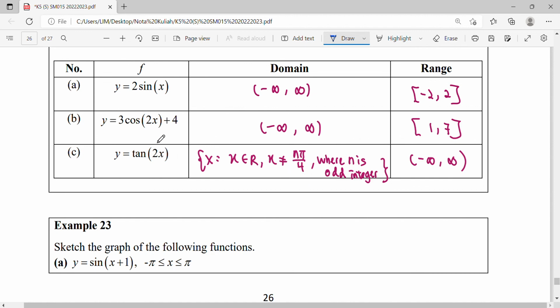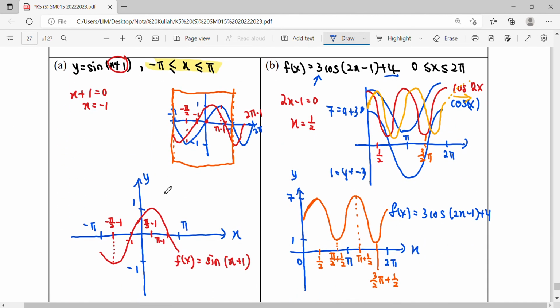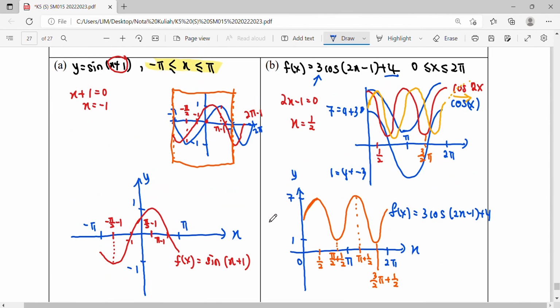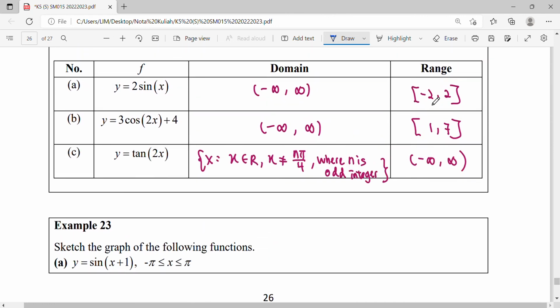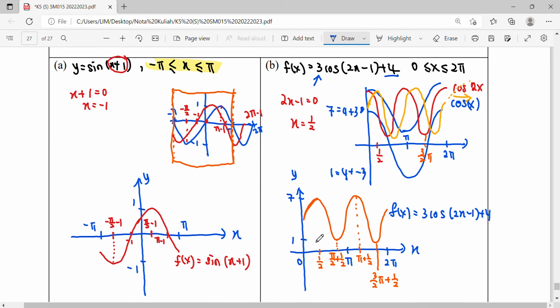Meanwhile, for question A and question B, the domain is negative infinity to infinity because it doesn't restrict anything for us. But when we draw the graph for this question, the domain is negative pi to pi. So that's why we just show our graph from negative pi to pi. For B, from 0 to 2 pi. So then we can review their range. So you can see when you have amplitude, like question B, 3 cos plus 4, the amplitude maximum is 7, minimum is 1.